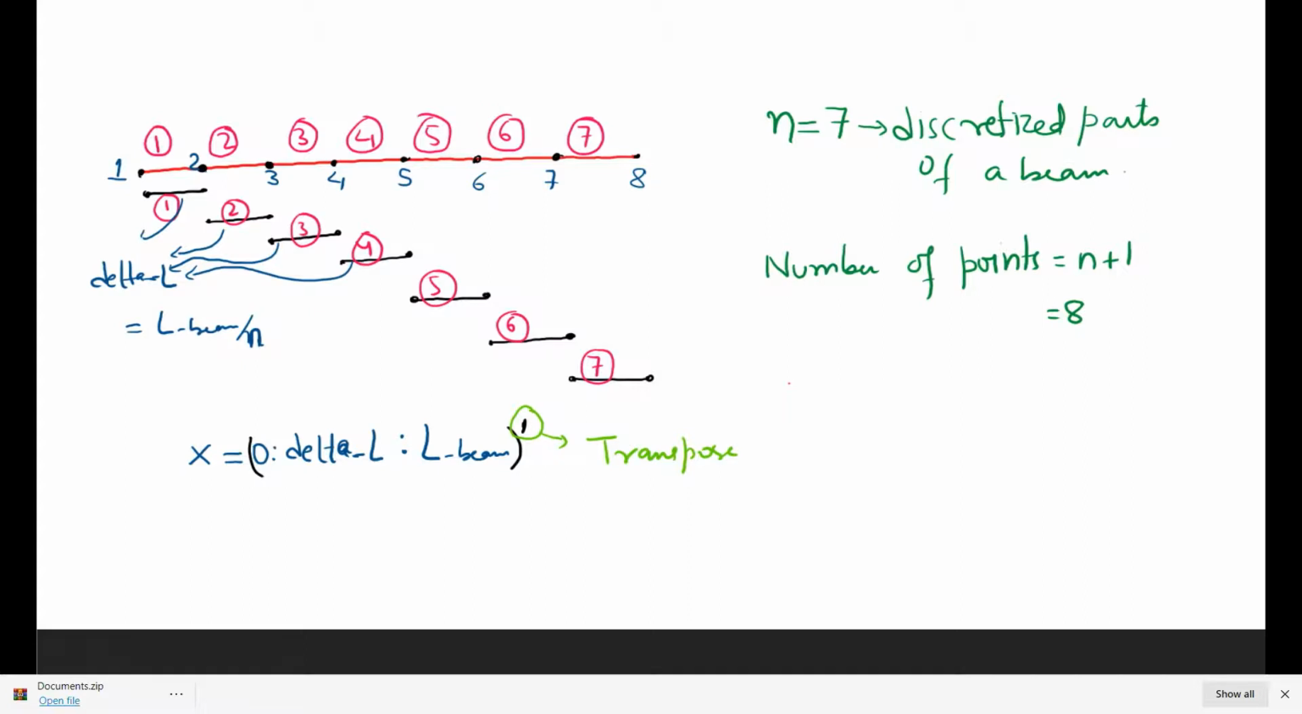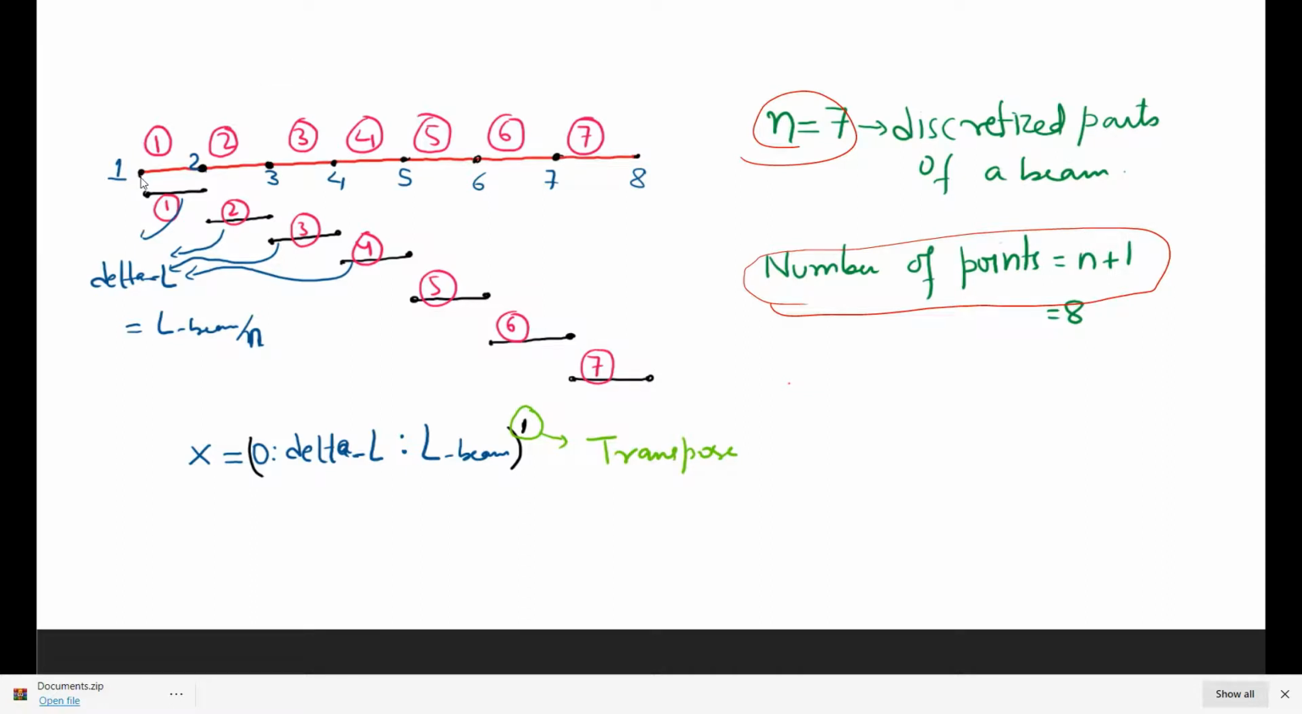Here it shows some basics of how we have discretized the beam. A beam is there and we have given n equals 7, the number of discretized parts of the beam. We have discretized the beam into 7 parts, so we can see 1, 2, 3, 4, 5, 6, 7 parts. And here it is written that the number of points is n plus 1.